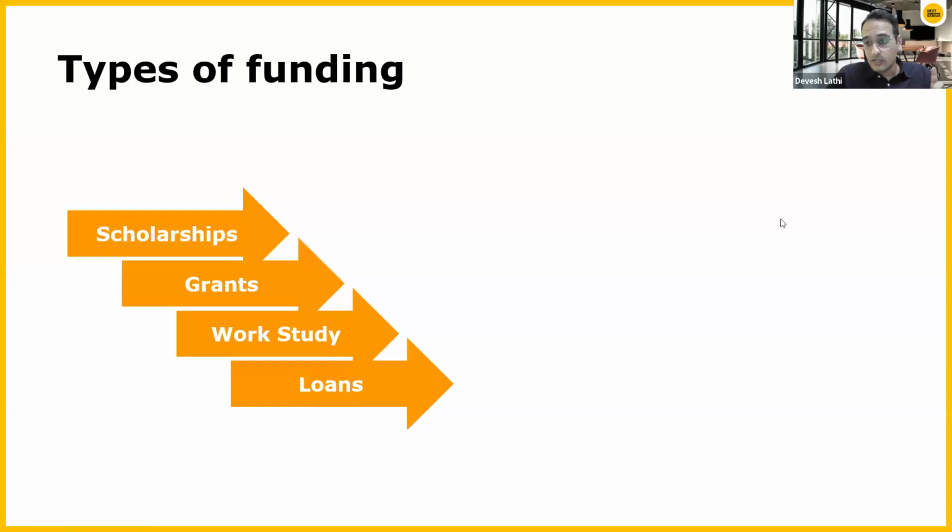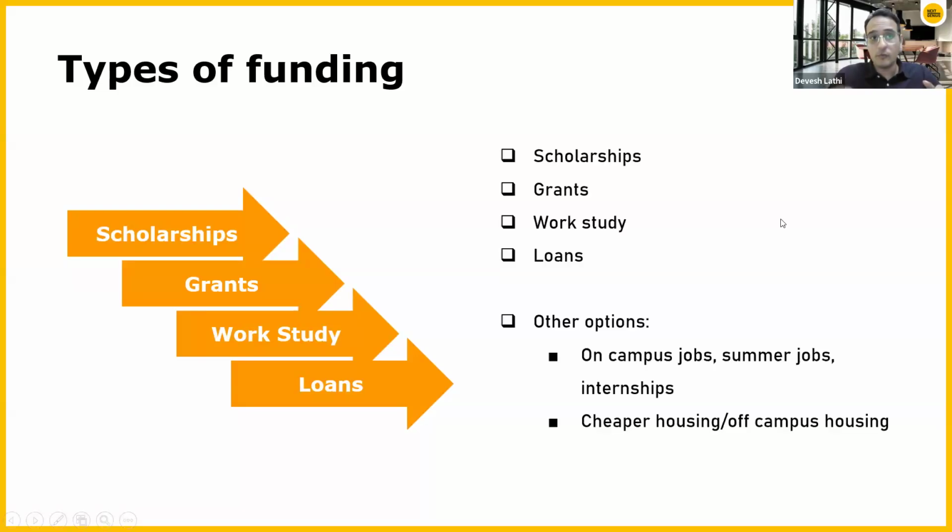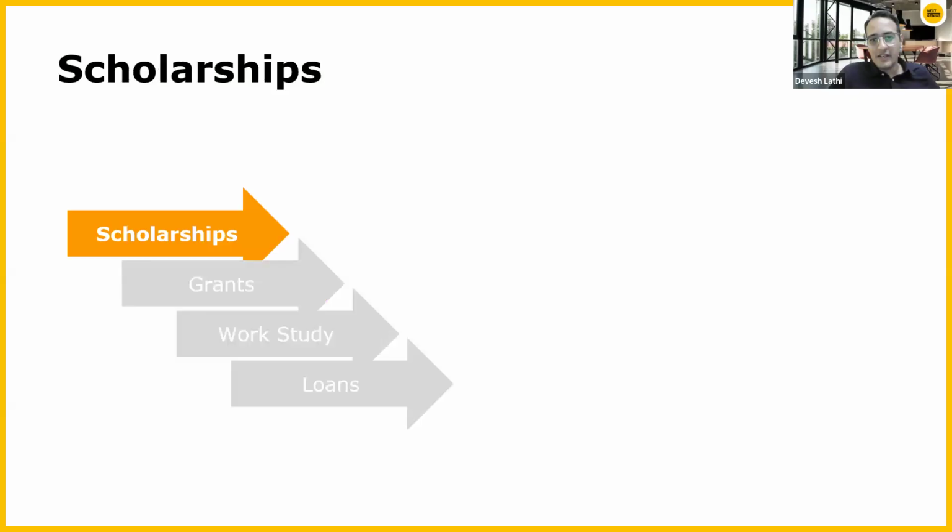Before I take you to the CSS profile, there are 4 different ways of funding an American education. Number 1 is scholarships. Number 2 is grants. Number 3 is work study. And number 4 are loans. And then there are some other ways in which you can reduce your funding, which includes on-campus and off-campus jobs, summer jobs, and internships. You can also opt for cheaper off-campus housing, which can reduce the cost a little more, because usually on-campus room and board is a little more expensive compared to off-campus housing. And then there is the Next Genius Scholarship Program. I'm going to talk about Next Genius in a few minutes.